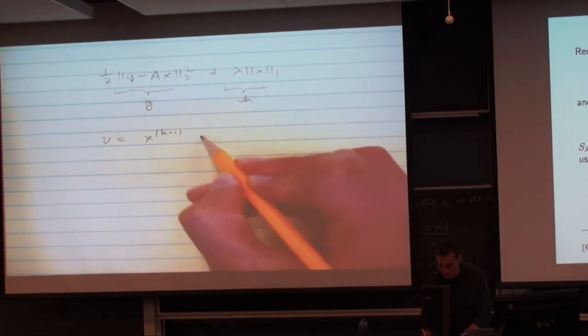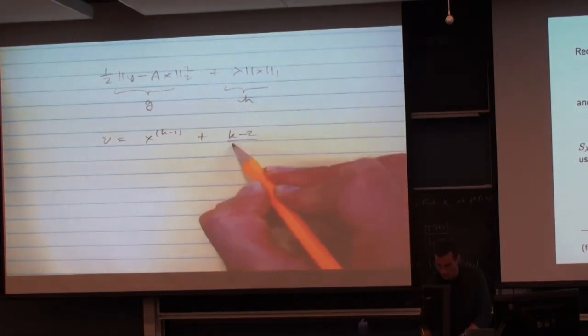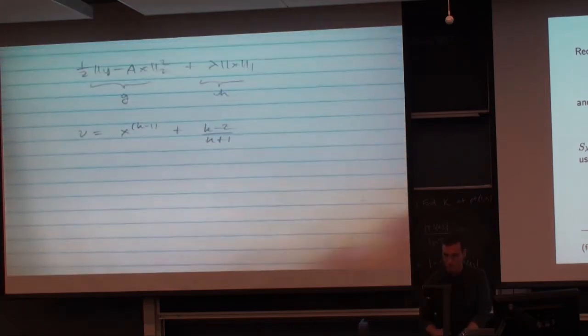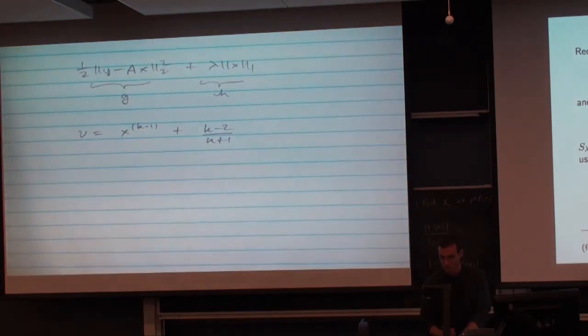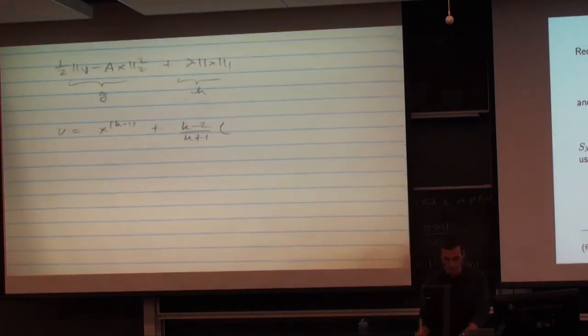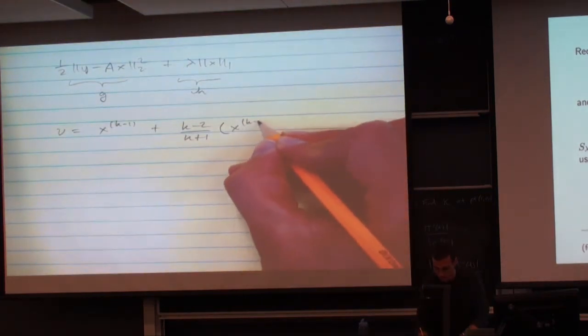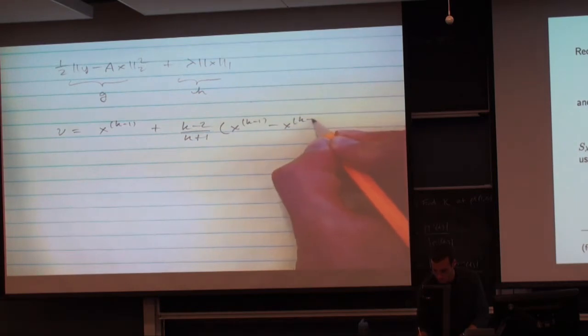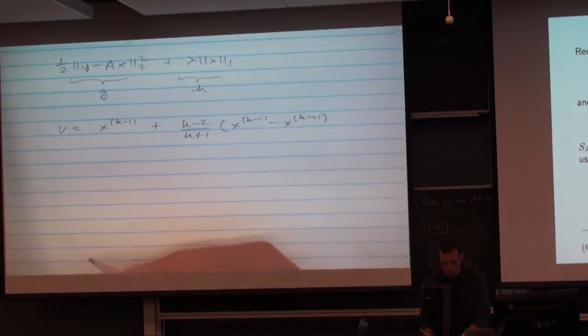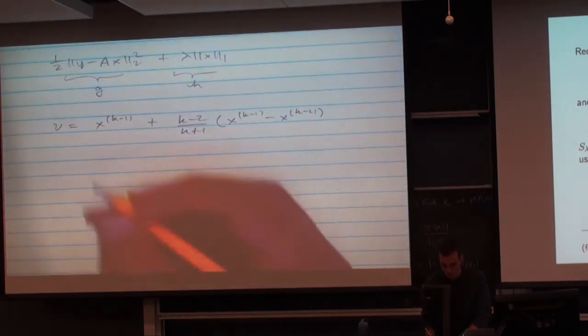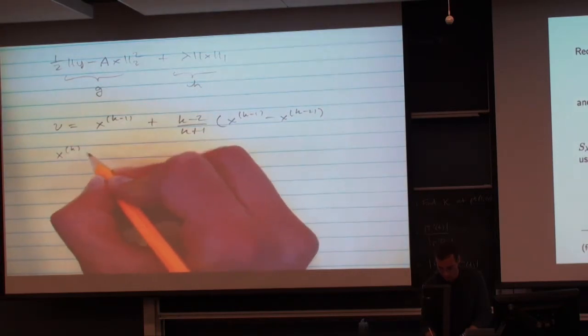We just choose V to be the point that we're at, x_{k-1}, plus this carefully chosen multiplier, (k-2)/(k+1), times the direction we're heading. And then we do our soft thresholding update to V, and that gives us x.